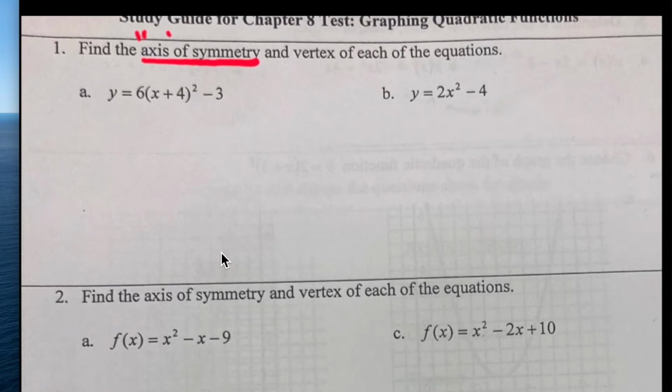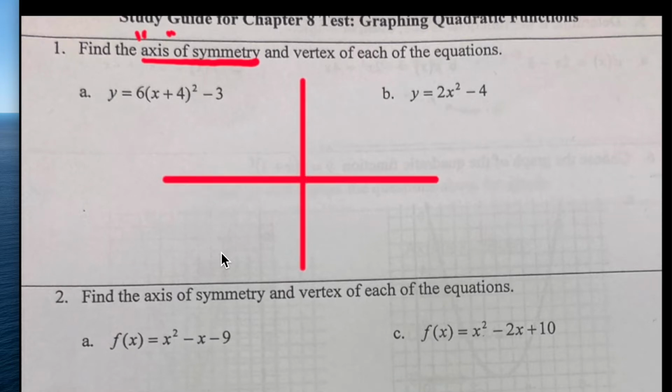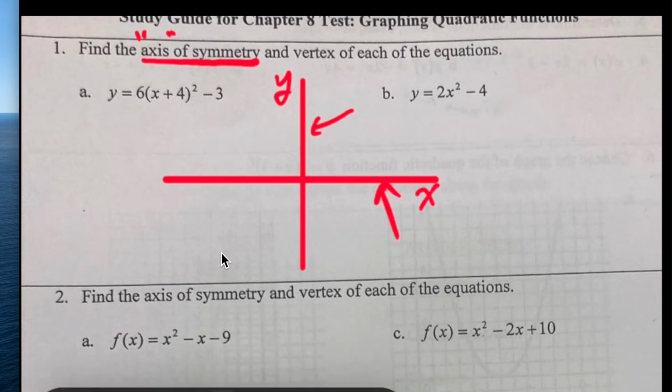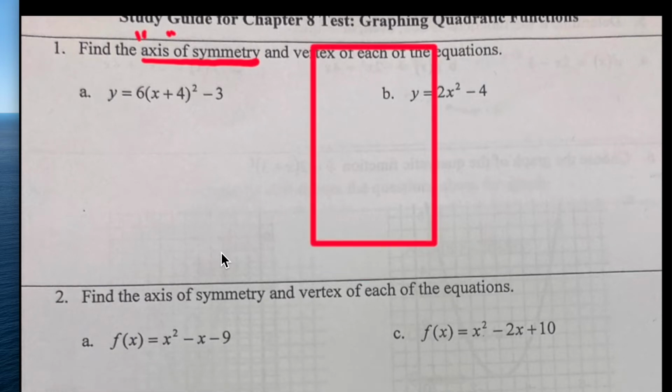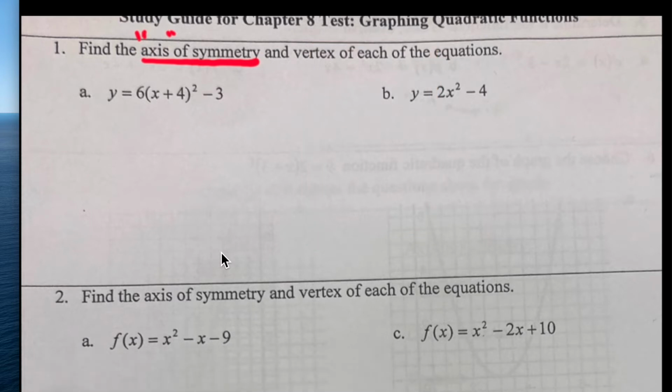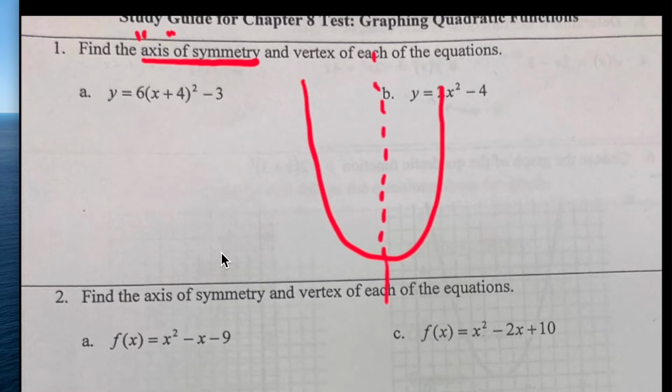See that word axis? Where have we seen that before? We've seen that before to describe the x-axis or the y-axis. That is a line, whether it's the x-axis or the y-axis. So it turns out that the axis of symmetry is the line that divides a parabola into two equal parts. So if this is your parabola, the axis of symmetry is going to divide it into two equal parts.